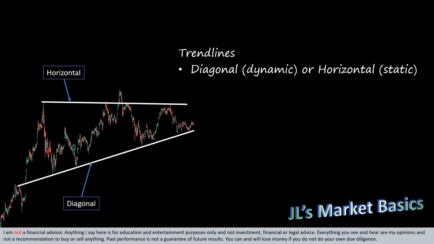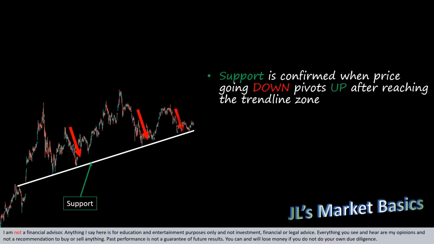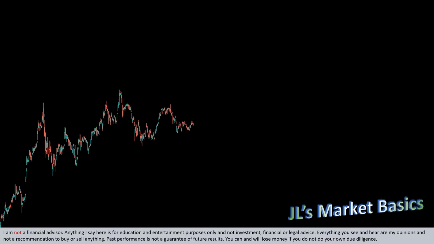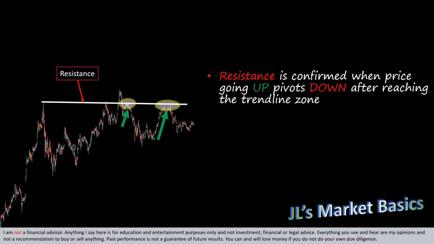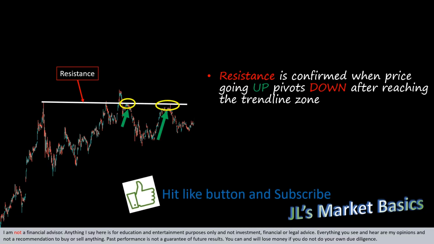Horizontal trendlines are commonly known as static trendlines. Diagonals are commonly referred to as dynamic trendlines. Support is confirmed when price going down pivots up after reaching the projected trendline zone. Resistance is confirmed when price going up pivots downward after reaching the trendline zone.